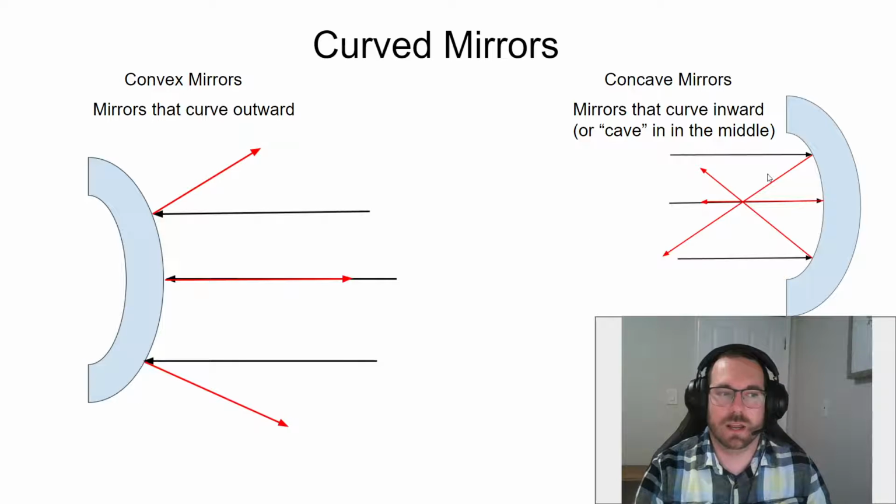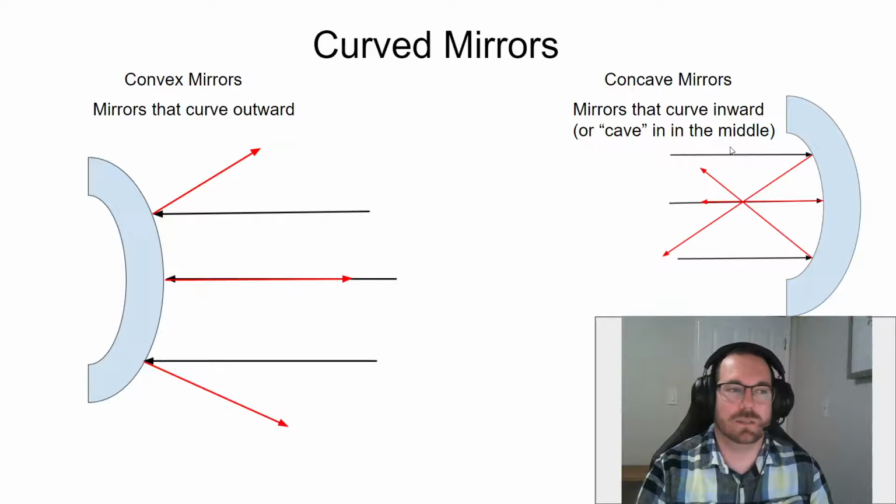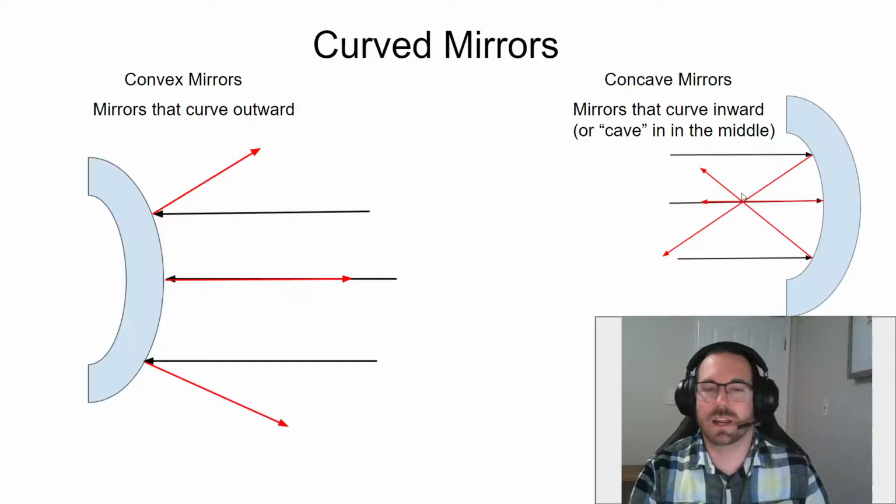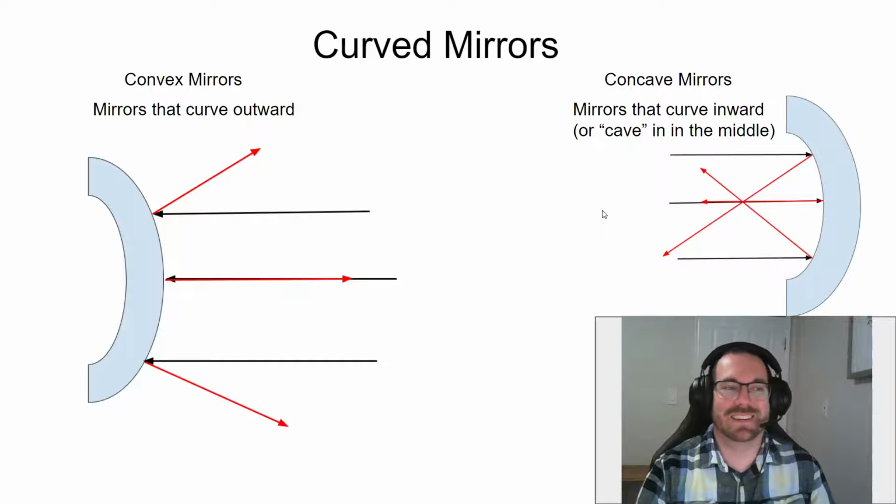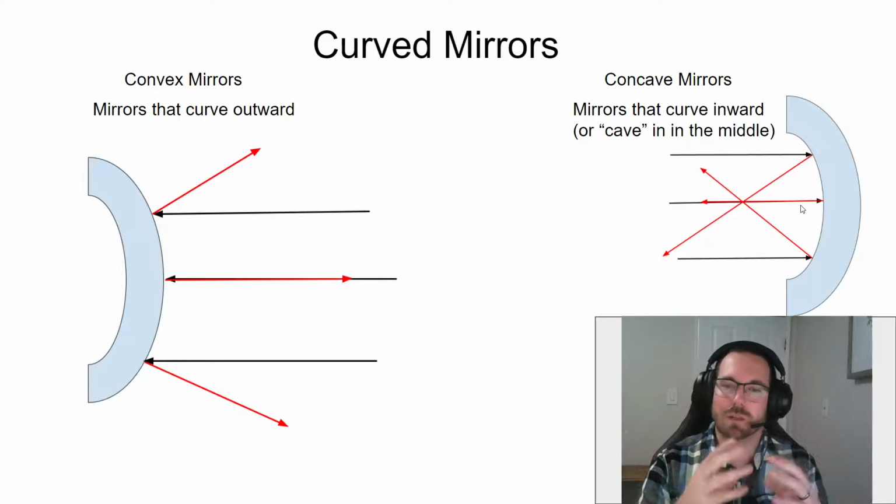Concave mirrors, on the other hand, do exactly the opposite. Sort of. Concave mirrors are interesting. If we take a look here, the center one is hitting it dead on, bouncing straight back dead on, no change there. But let's take a look at the upper and the lower ones. Because it's curved inward instead of outward, as it hits this part, it's reflected back, still using the law of reflection. But now that image is coming closer and closer.